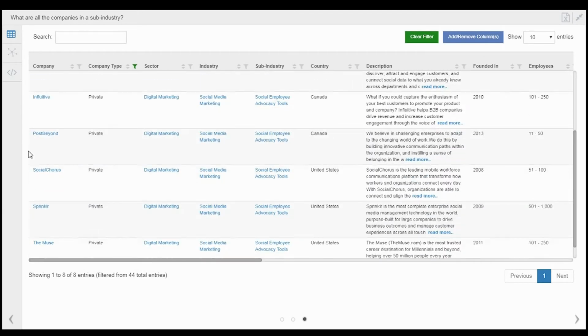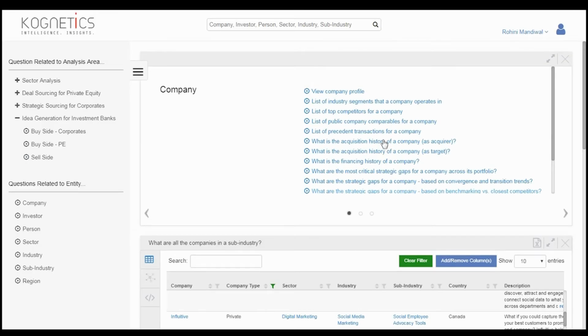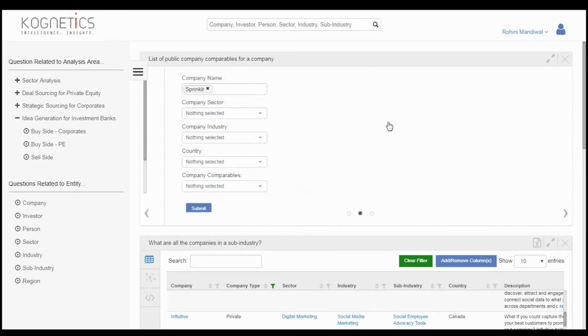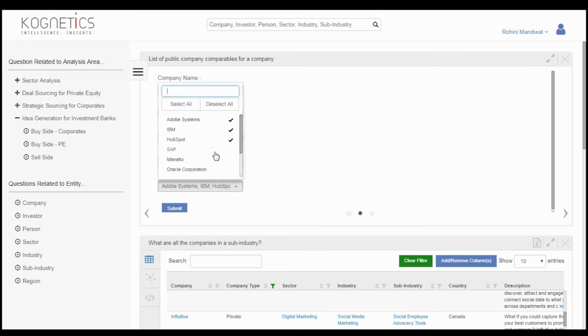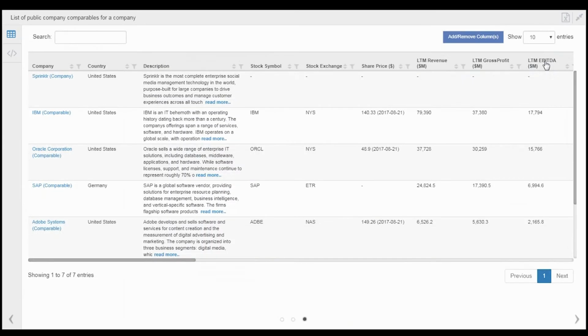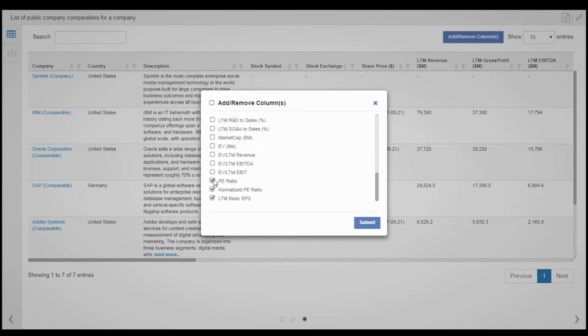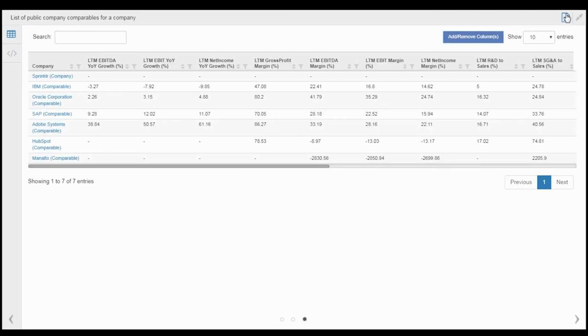Among these results, Sprinkler looks like a healthy and interesting company to look into further. We can develop a view on its valuations through public company comparables and precedent transactions. Go to Company and select Public Company Comparables, select the sector, industry, country, and comparables, and then submit. See the relevant columns like company and valuation multiples by using the Add Remove Columns button. Download the results for further analysis.